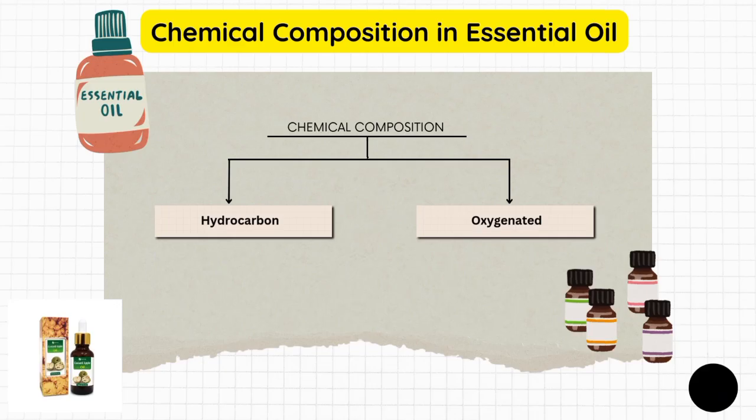So, I will explain about chemical composition in essential oil. The chemical compounds in essential oil typically have hydrogen, carbon, and oxygen. They can be divided into two main categories, which are hydrocarbon and oxygenated compounds. Hydrocarbons only contain hydrogen and carbon. This group is made up of terpene, monoterpene, and sesquiterpene. Secondly, oxygenated compounds have carbon, hydrogen, and oxygen, for example ester, aldehyde, ketone, and phenol.